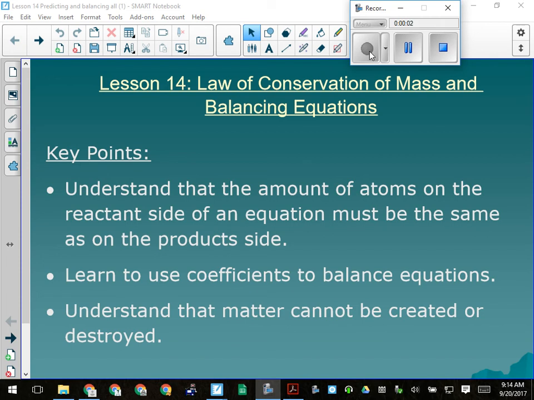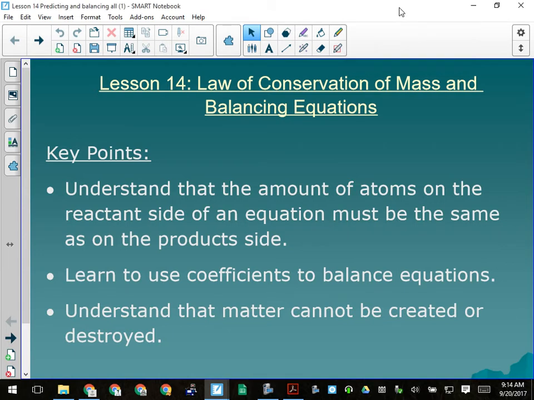Okay, so we're going to just quickly go through the part here about balancing and the law of conservation of mass, because we've already talked about how you balance a chemical reaction and that it's important you have the same amount of everything on both sides, because that means you didn't create matter or destroy matter, which is important. That's the law of conservation of mass.